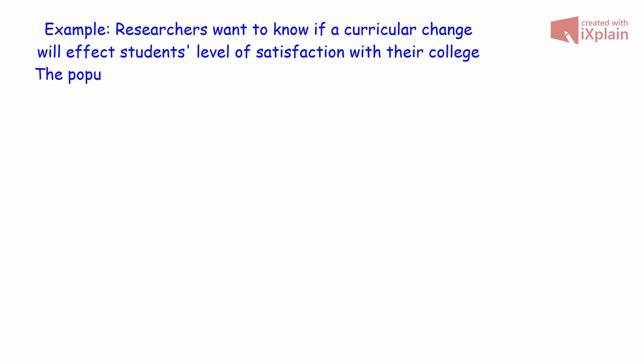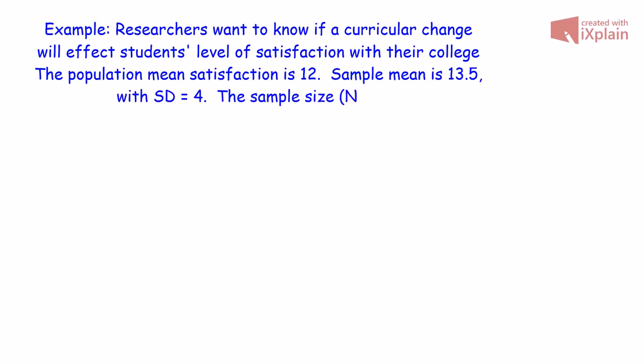Now finally, we're going to walk through a full example of a one-sample t-test. In this situation, researchers want to know if a curricular change will affect students' level of satisfaction with their college. Right now, their level of satisfaction on a standardized questionnaire is 12. The population mean satisfaction score is 12. That's mu. And the sample mean is 13.5. That's M.